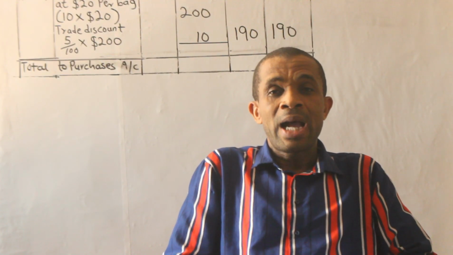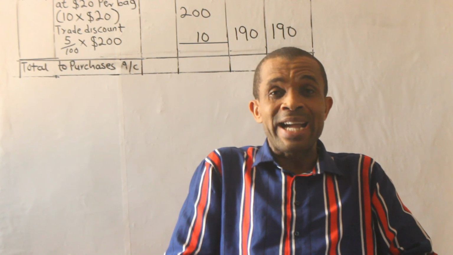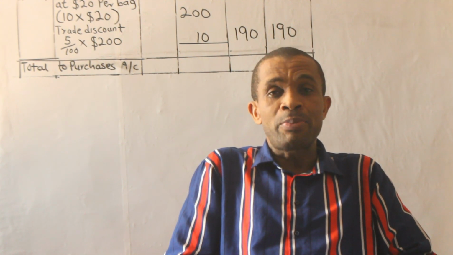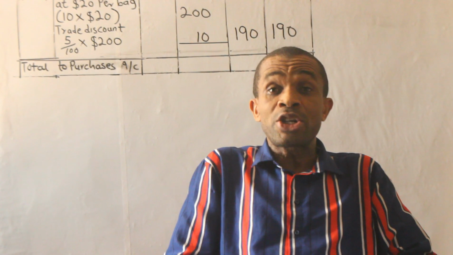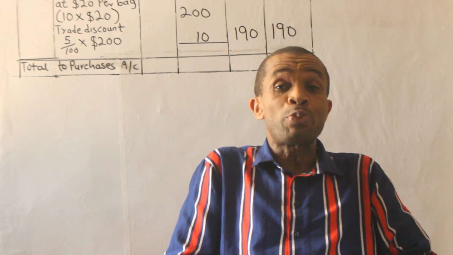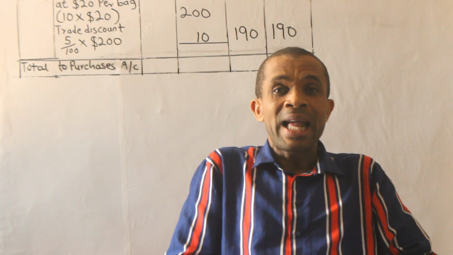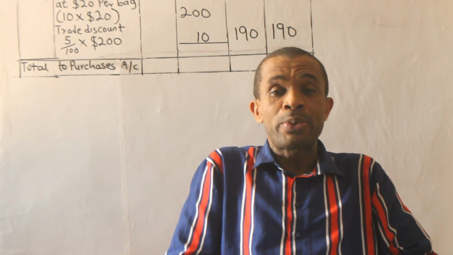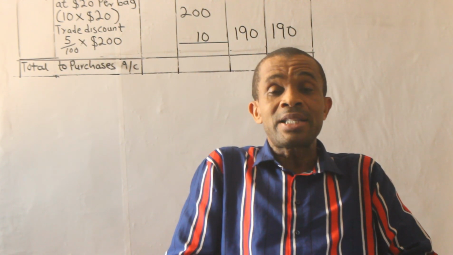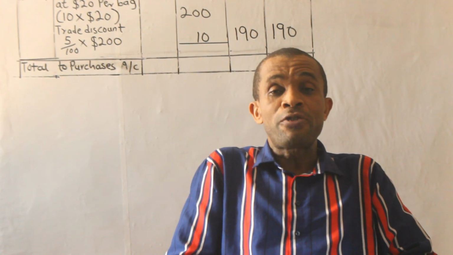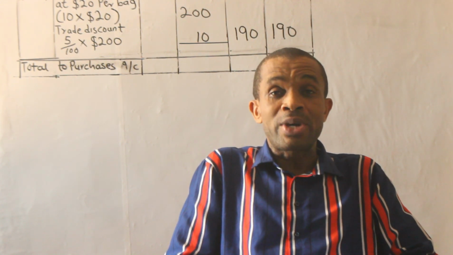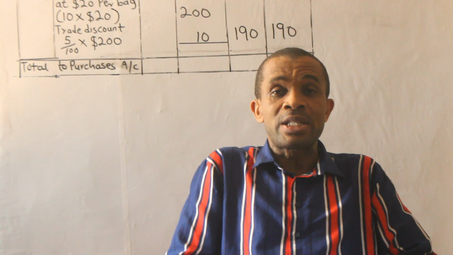We have seen how credit purchases are summarized using the purchases daybook. Assuming these transactions were to be posted directly to the purchases account, you can imagine how cumbersome and how cluttered the purchases account will look. And this is why summaries of purchases on credit are made in the purchases daybook and thereafter transferred to the purchases account.